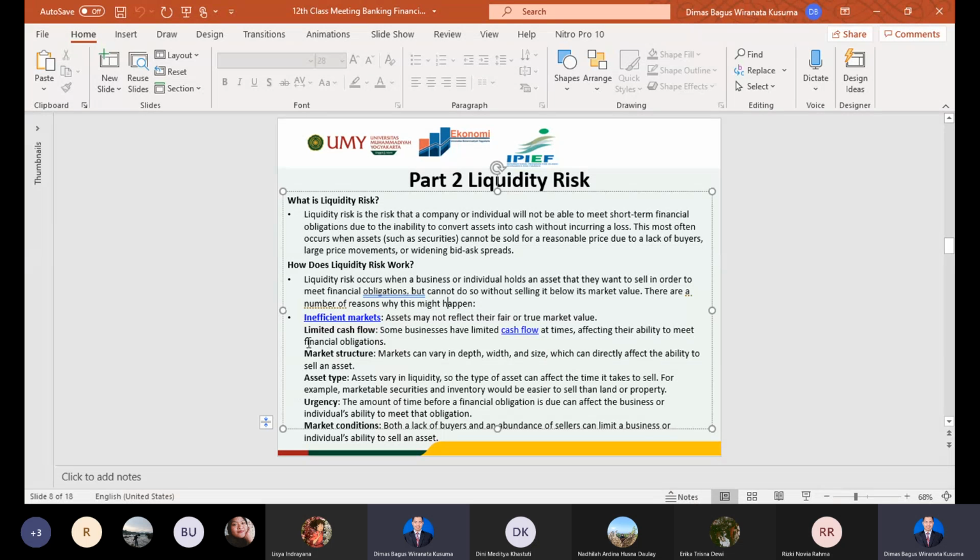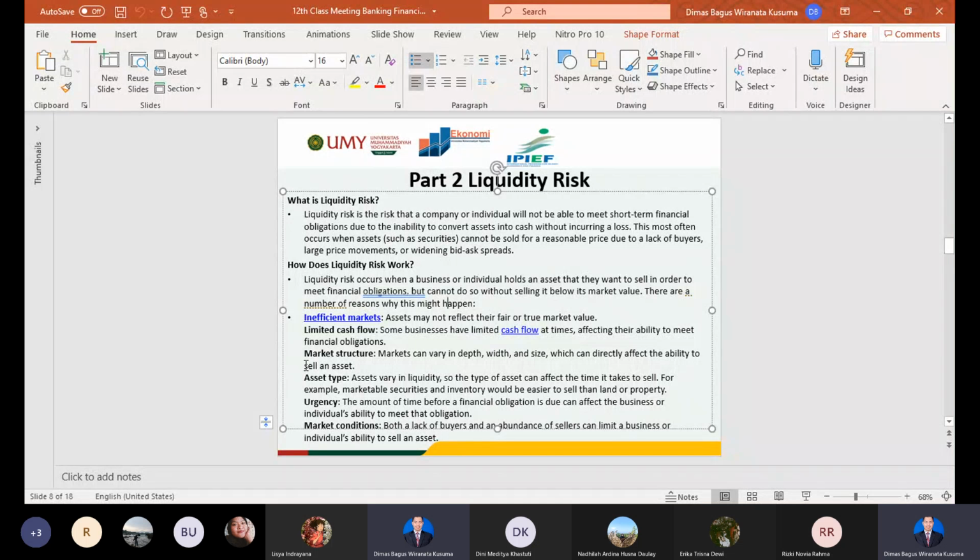So how does liquidity risk work? Here I have mentioned before there are some factors. The first is inefficient markets. The market is not efficient in generating income from the invested instruments of a bank. In other words, the profit or revenue is not as much as the bank expected. The second one is limited cash flow. The bank has already put very large amounts of money into other instruments, so the bank no longer has enough money in the account and cannot pay back the withdrawals.